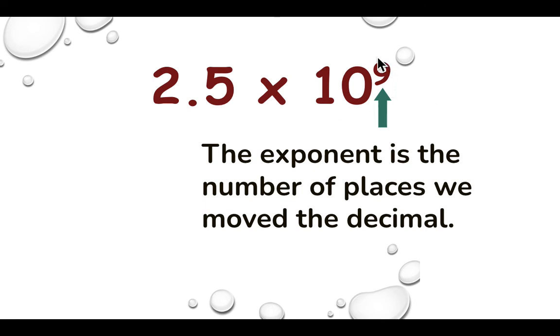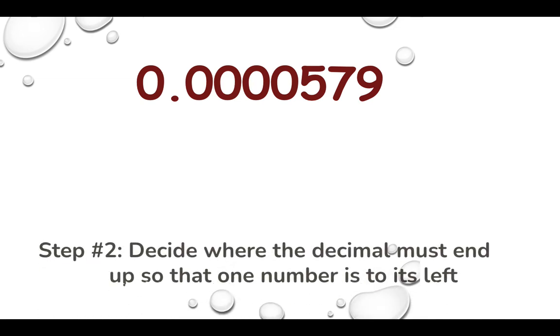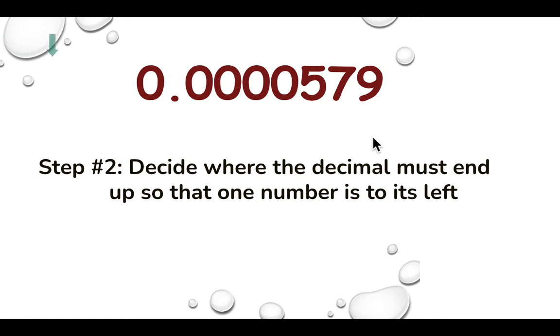Now, it is also a positive number. We use positive exponents to indicate very large numbers, ones that are greater than 1. Now let's look at this one. This one is less than 1. So how do we do this one? Same basic steps. Sorry, we got this out of order. We see the decimal point. We decide where the decimal must end up so that one number is to the left. So we have to have a number that is less than 10 but greater than 1.